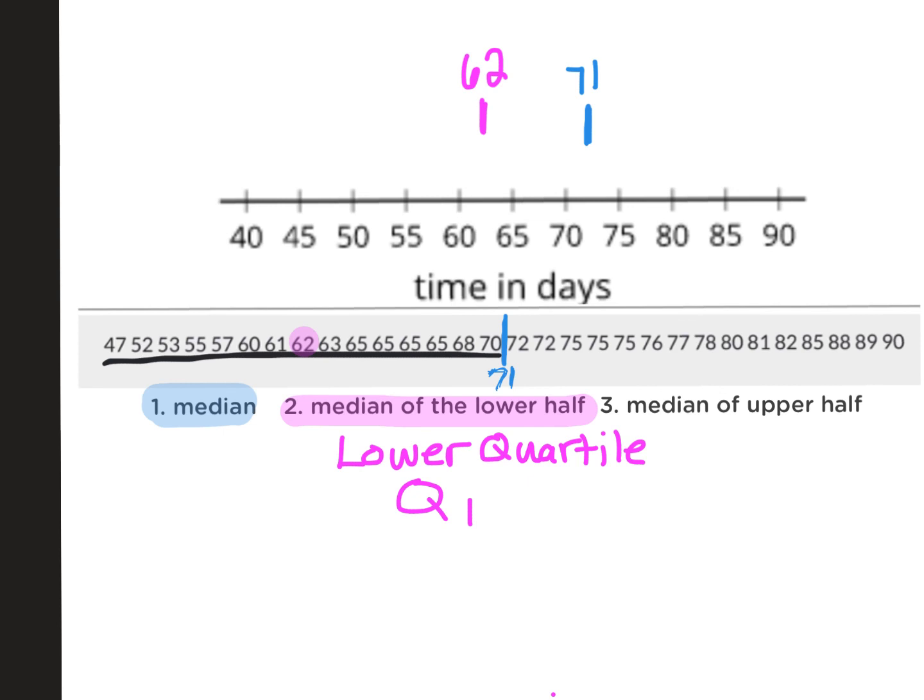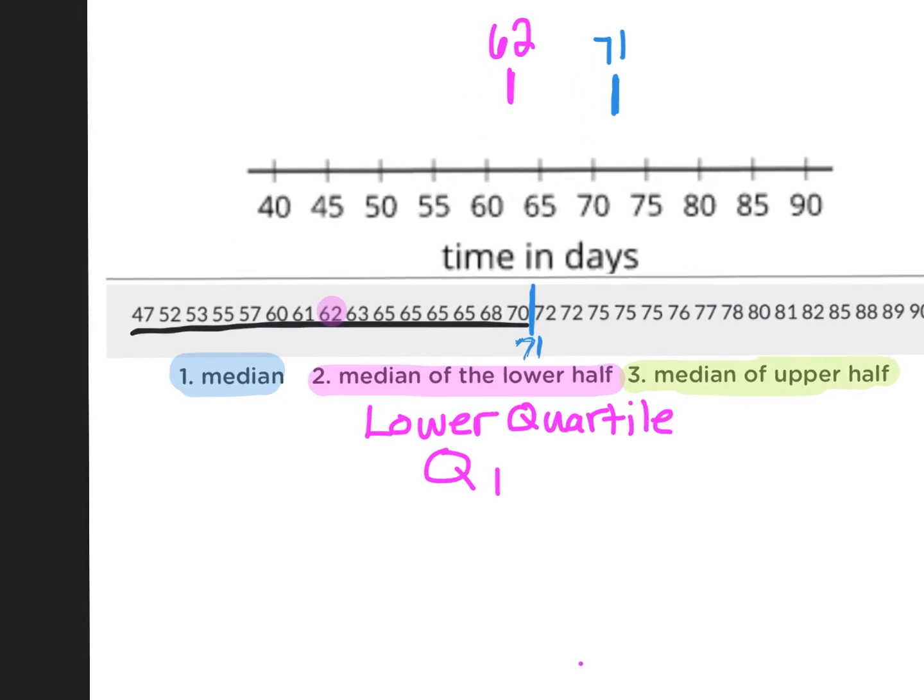So now we have to find the median of the upper half of the data. If I counted correctly, looking over here on the right-hand side, the middle number is 80. Yep, it's got 7 on either side.